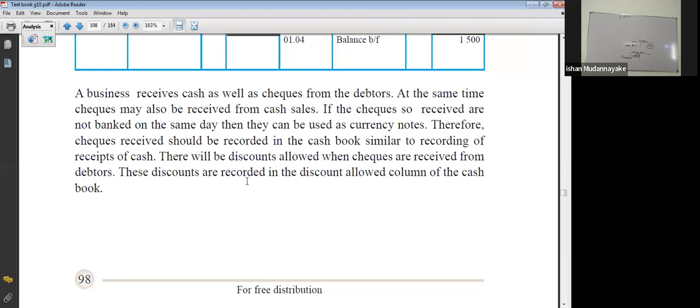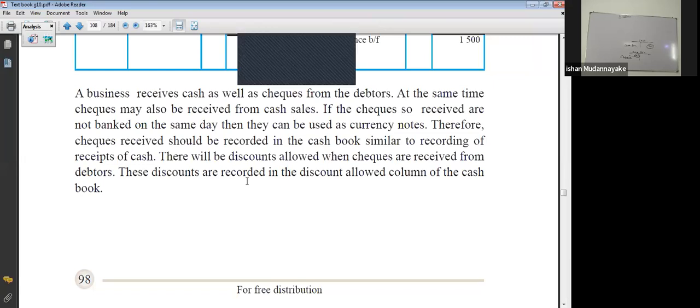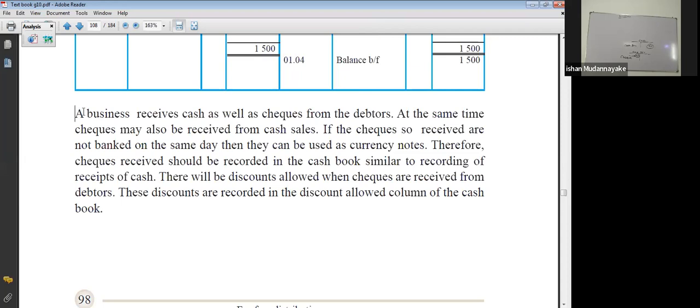All right, can you read this note? Tisasna, can you read this note? Tisasna. Okay, sir.